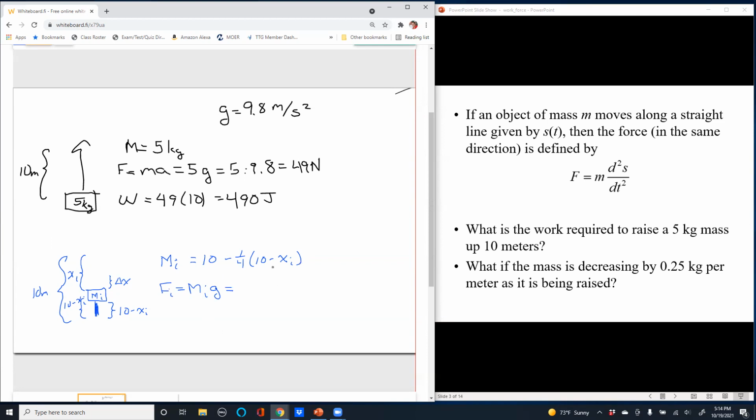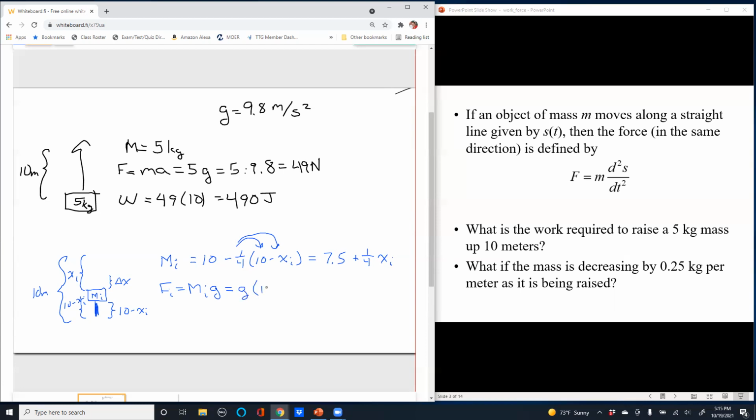Now, one of the things we could do is simplify this a little bit. You don't have to, but if you decided to, let's see. We distribute the quarter. The quarter of 10 is 2.5. So we'd have 10 minus 2.5, which is 7.5. And then negative quarter times a negative x sub I, so plus 1/4 x sub I. If you want to simplify, you do not have to. This is going to work just fine.